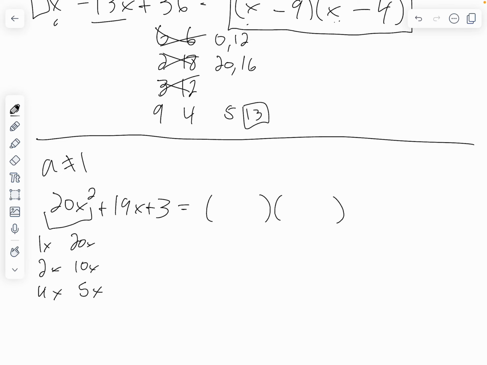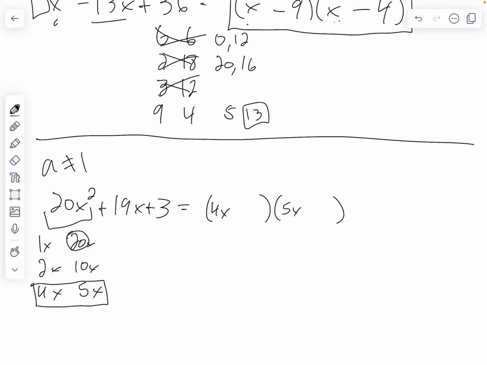Now I'm going to make a recommendation to you. I always start in the middle, because the bigger the numbers you have, the bigger the numbers get later on over here, and generally they're not that huge, right? We have a 20 or 19 and a 3. They're not giant numbers, so I don't think it's going to be a 20 and a 1. I'm going to try 4x and 5x, and we'll see what happens.